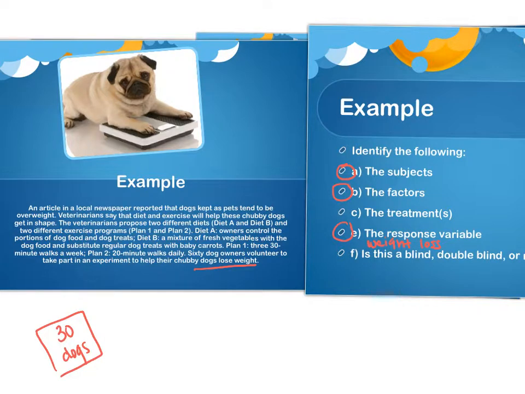And then the factor, there are two factors here. What variables can we manipulate to help lose weight? Well, we know we can manipulate the variable diet. We have Diet A and Diet B, and we can manipulate the variable plan, which is the exercise plan, Plan 1 and Plan 2. So our factors are diet and exercise.